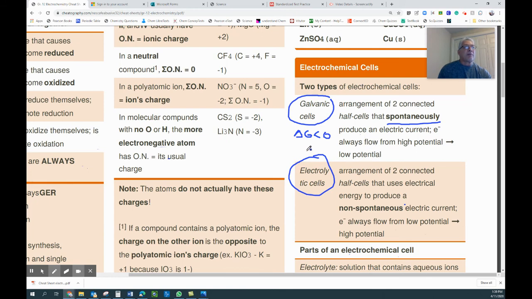The other redox process that we have to know is the electrolytic cell. In the electrolytic cell, delta G will be less than 0. Sorry, delta G will be greater than 0. Delta G will be greater than 0, and that is a non-spontaneous process. So this is it, let's stop here to make the video short, and then I will go over other topics.